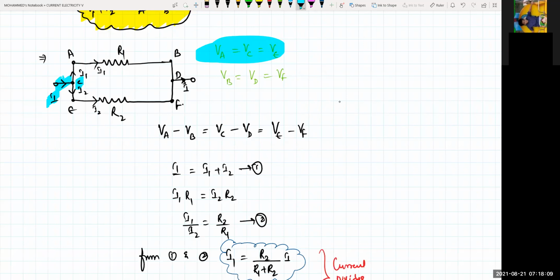In the same way, B and D are connected by a wire. D is common for B and D is common for F. So potential of B will be equal to potential of D. That will be equal to potential of F. Is it clear?